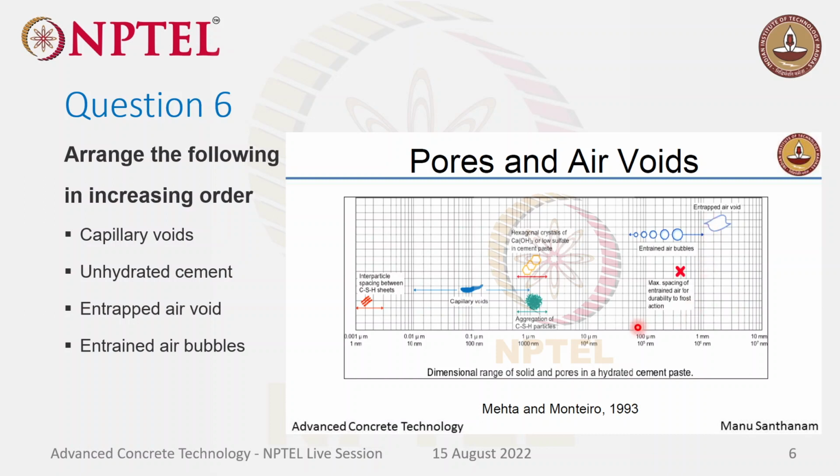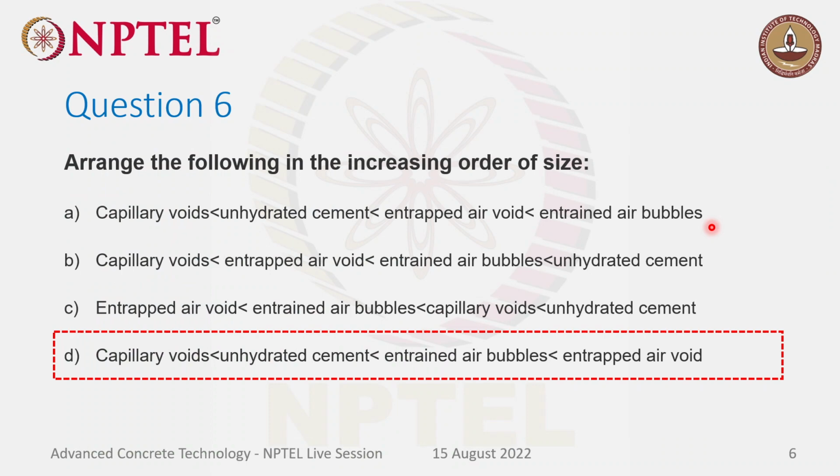Okay, so from here we can say that capillary voids are the smallest, and the unhydrated cement particles will usually lie in the range between capillary voids and the CSH aggregation of CH particles. So usually it will lie in between this region. Followed by capillary voids, it will be unhydrated cement particles. Then followed by this, obviously entrained air bubbles will be there. Then after that, entrapped air void will be there. That is the size range. So the correct answer is option D.